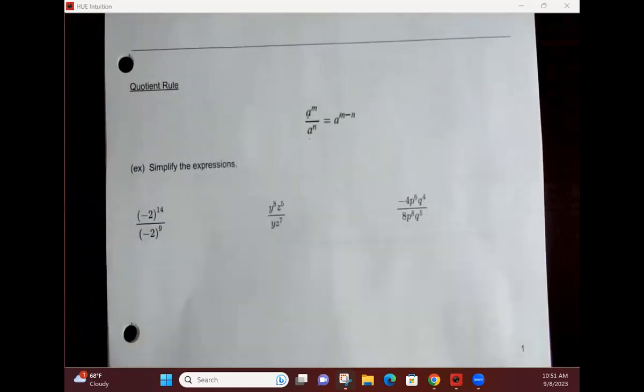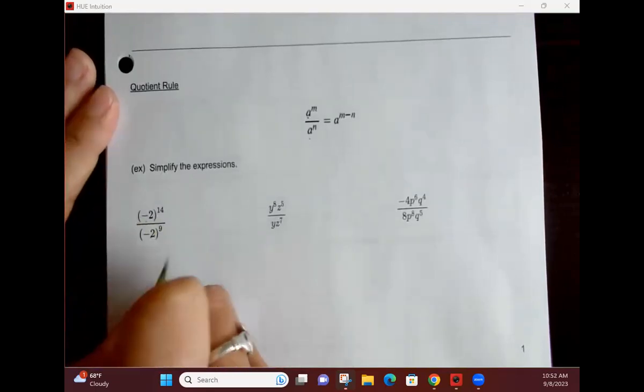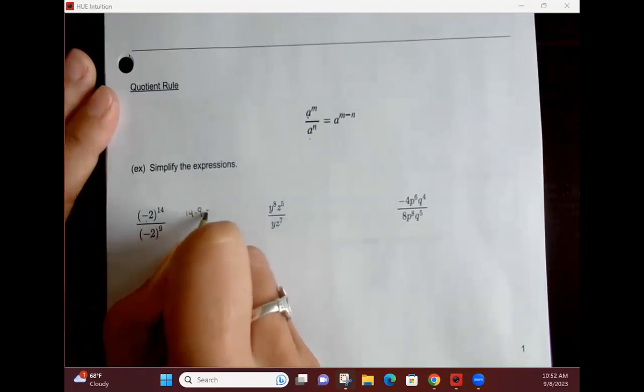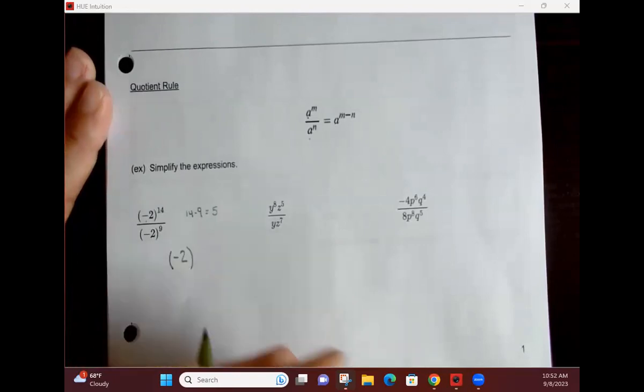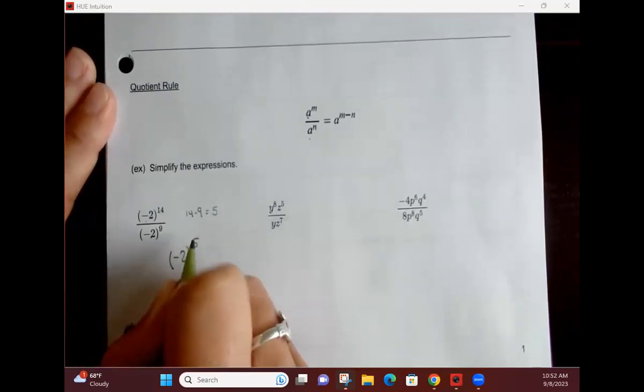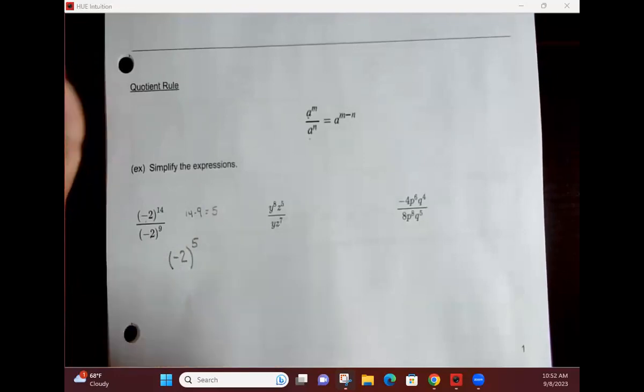And it doesn't matter what the base is. So for my first example here, instead of a variable, I've got negative 2 as the base for my exponent. I still treat this the same way. So the base is the same, subtract the exponent. So 14 minus 9 gives me 5. So my simplified answer here would be negative 2 to the fifth power. Later on, we'll talk about actually evaluating negative 2 to the fifth and just saying what that's equal to. But for right now, I just want to focus on those exponent rules.